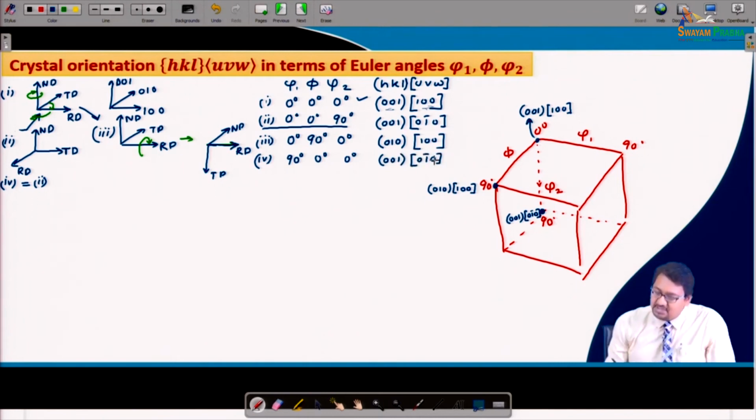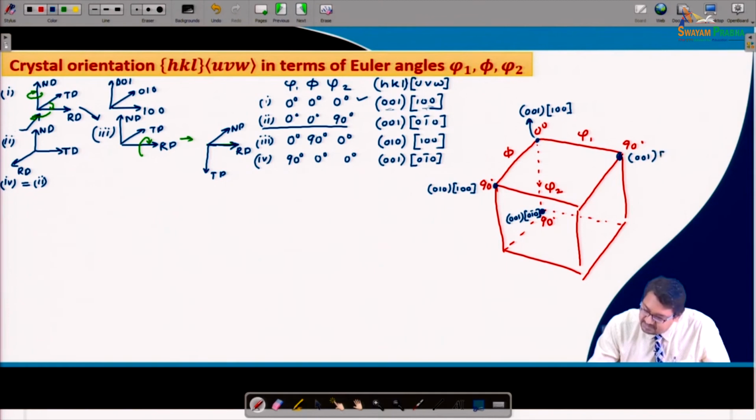So, one can see repetition of the Miller indices even in this Euler space, which has been shortened from 0 to 360 degrees along phi 1 and phi 2 to 0 to 90 degree because of the cubic symmetry. So, you see phi 1 equal to 90, phi equal to 0 and phi 2 equal to 0. So, the position is basically here, which is 0 0 1 0 1 bar 0.